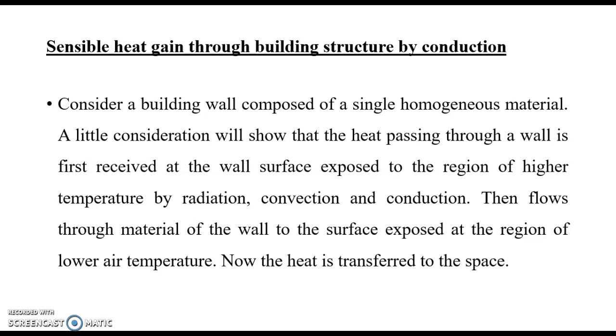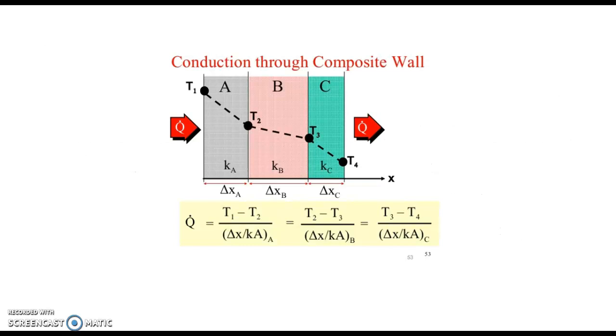The next one is a building wall composed of a composite wall. The thickness of the wall is higher. It is made up of different materials. It is also exposed to high temperature on one side and lower temperature on the other side. The heat transfers from the high temperature side to the low temperature side through the conduction mode. So this is the example of a composite wall.